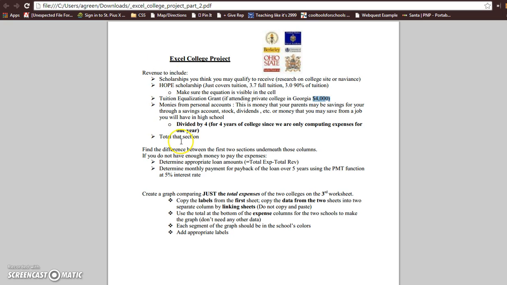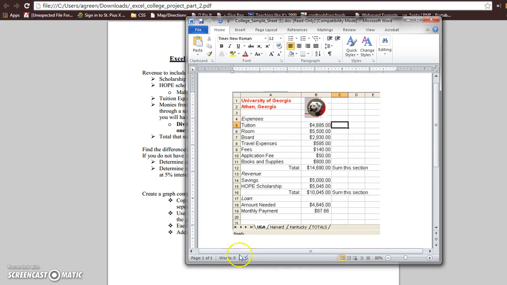So after you're done with all of that, you'll total that section using the sum function, and then you'll be able to go to the last section, which is loan. So looking at our example here, you can see our loan section, amount needed, and monthly payment. So your amount needed is going to be how much money you're going to need for college. Well, if your expenses are $14,000 and your revenue is $10,000, you're going to need about $4,000 for college.